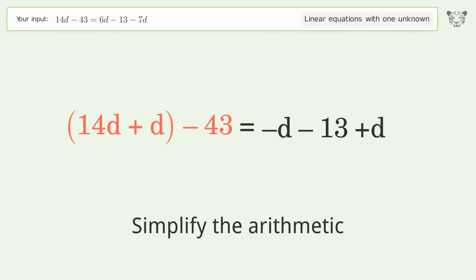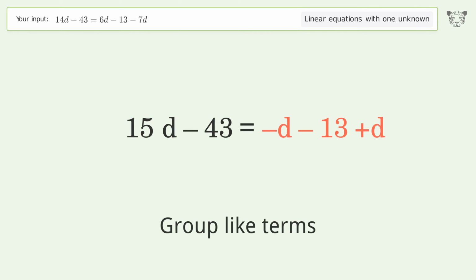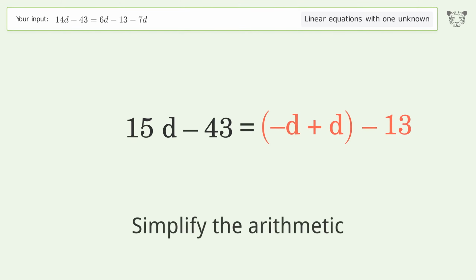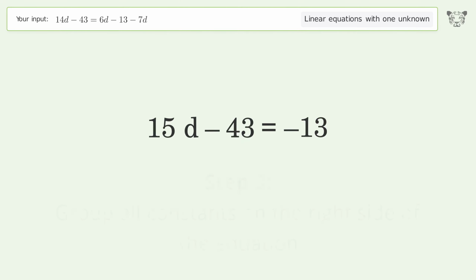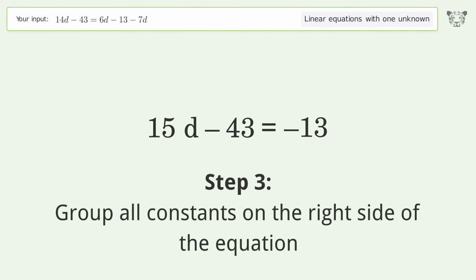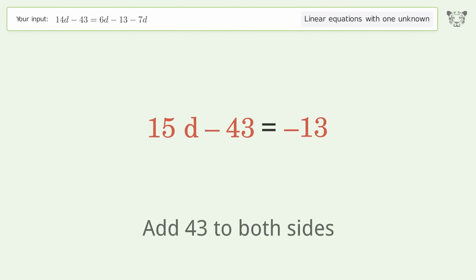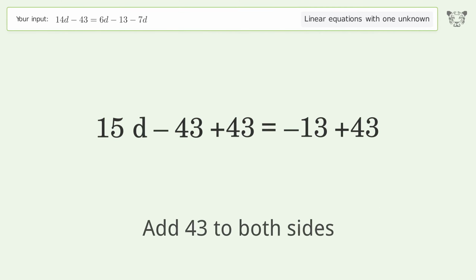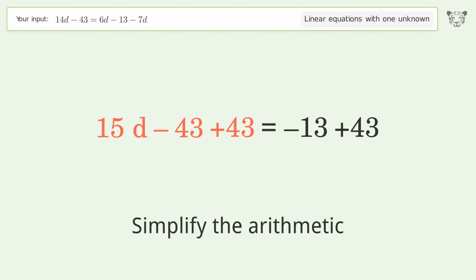Simplify the arithmetic. Group like terms. Simplify the arithmetic. Group all constants on the right side of the equation. Add 43 to both sides. Simplify the arithmetic.